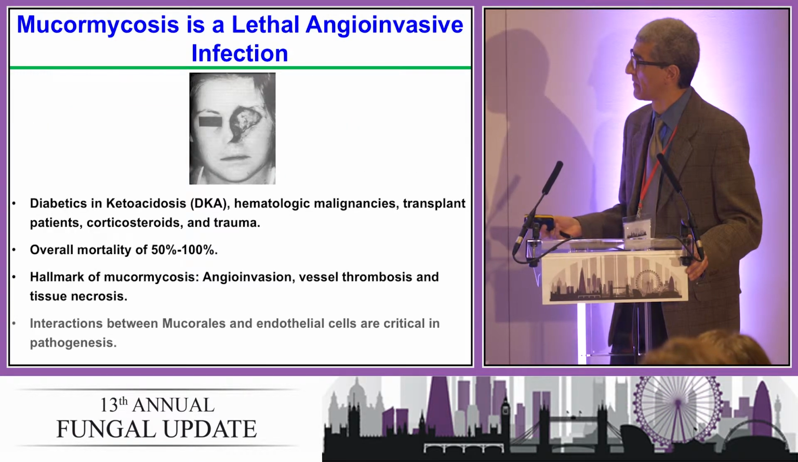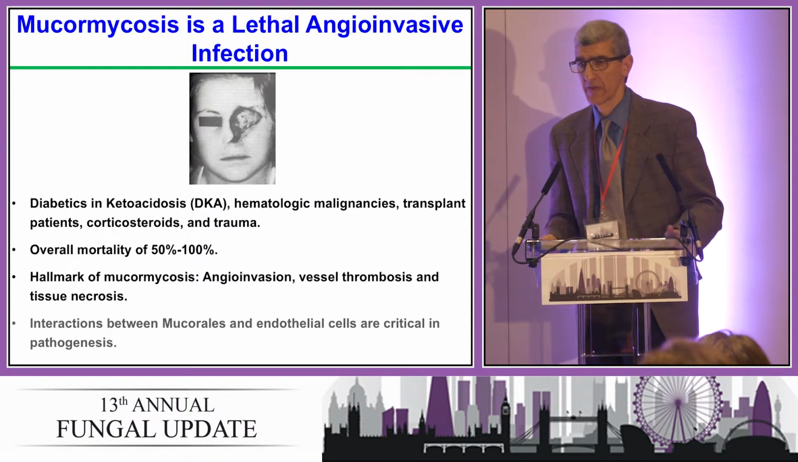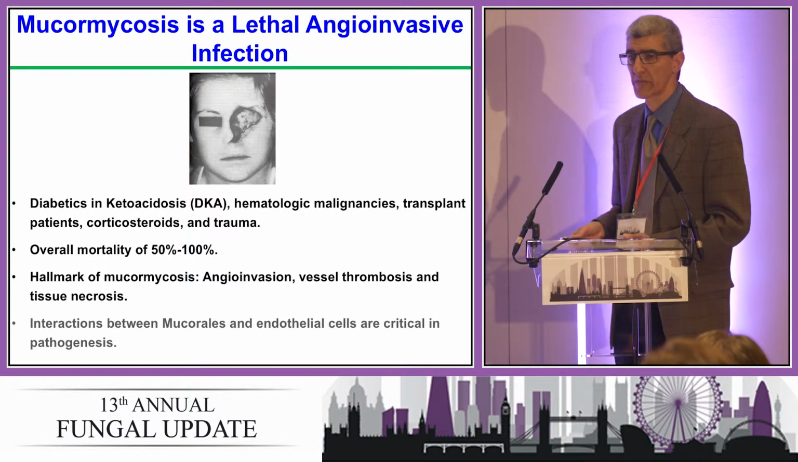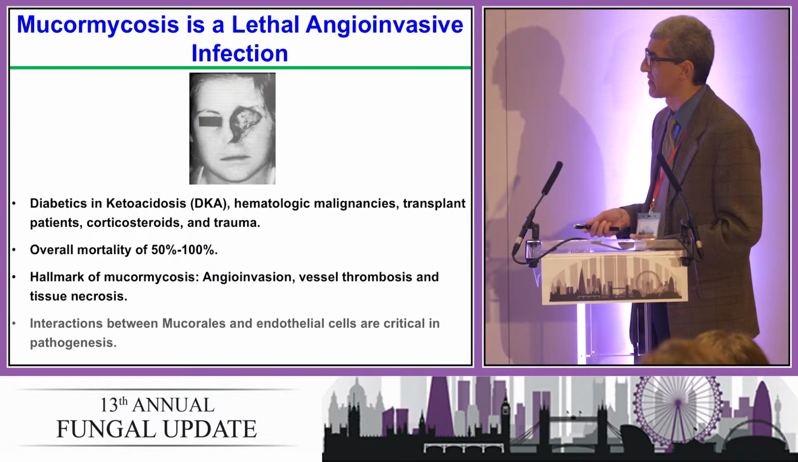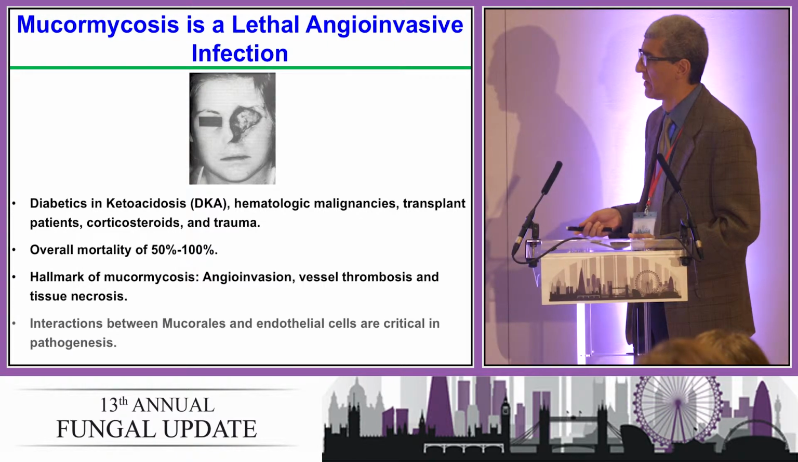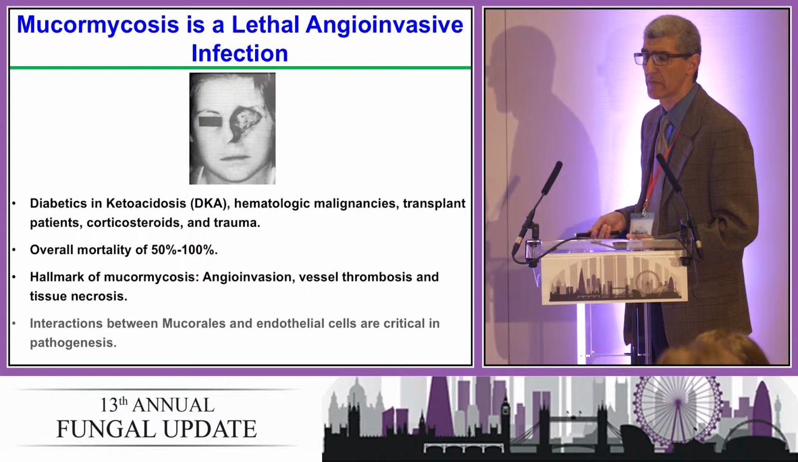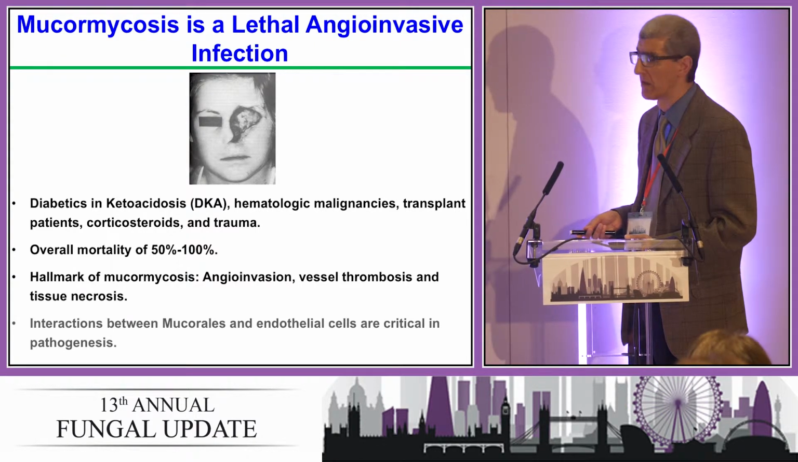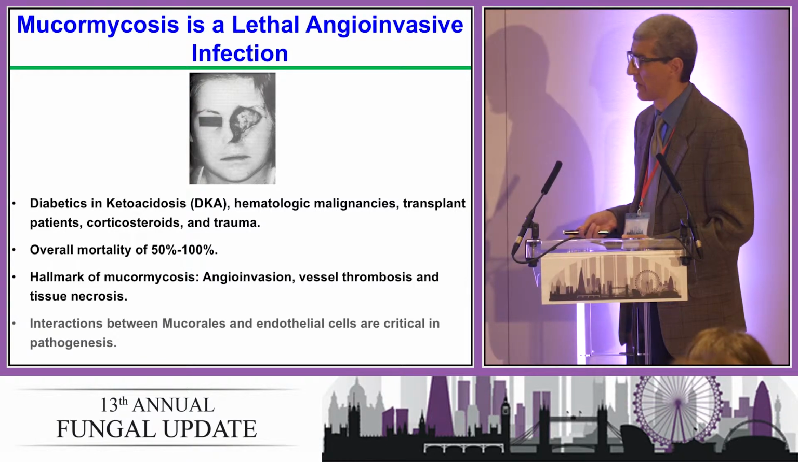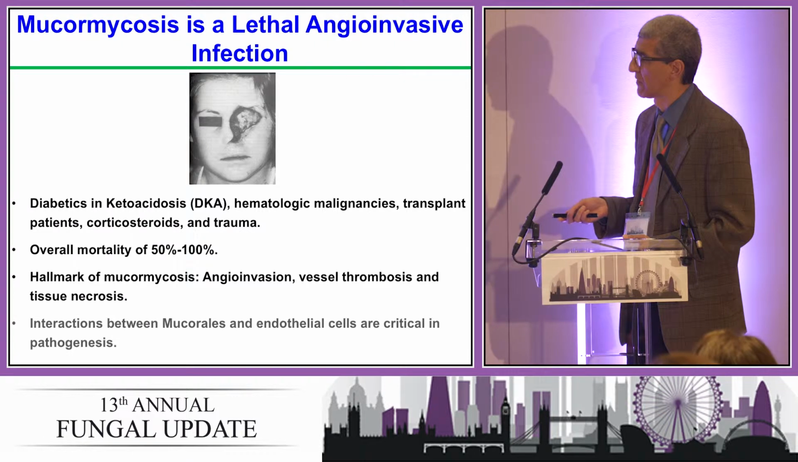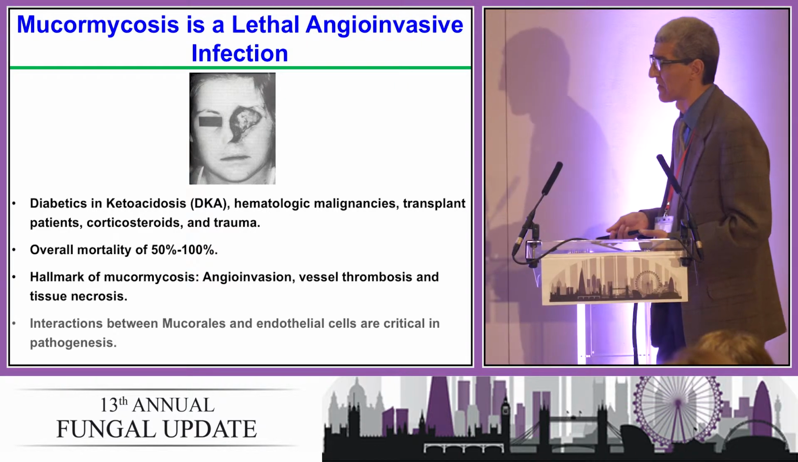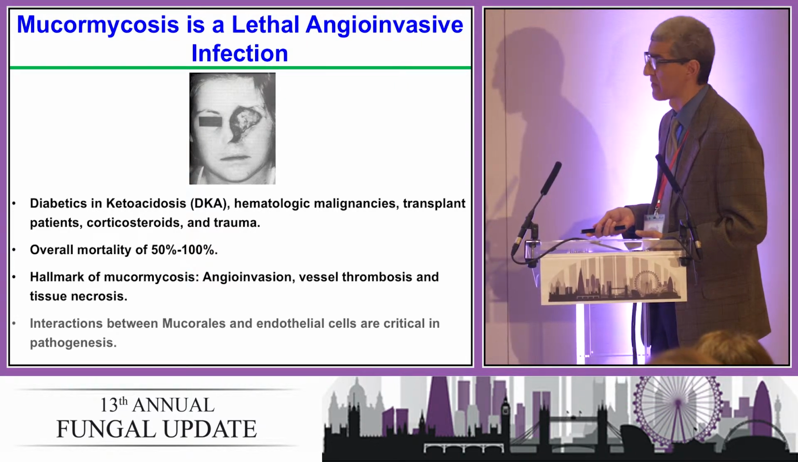The disease itself usually happens in immunosuppressed patients. Patients who are diabetic in ketoacidosis and other forms of acidosis are uniquely predisposed to infection. Also at risk are patients with hematologic malignancies, transplant patients, and those on corticosteroids. There are also immunocompetent patients who can develop mucormycosis, but these usually are subjected to severe trauma, such as soldiers during combat operations or during natural disasters. The problem of mucormycosis is the overall high mortality rate, which is 50 to 100% based on the manifestation of the disease and the predisposing factors.